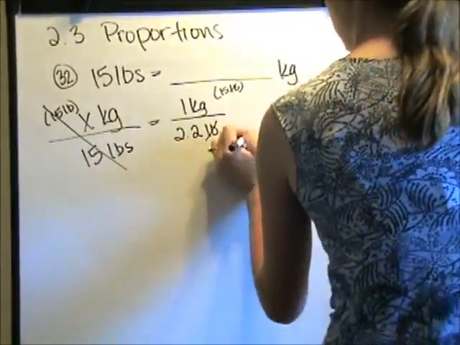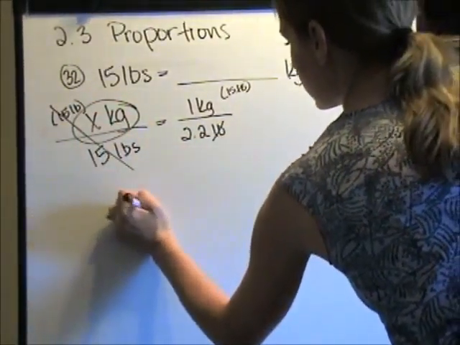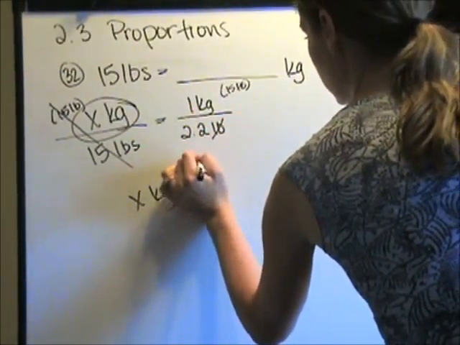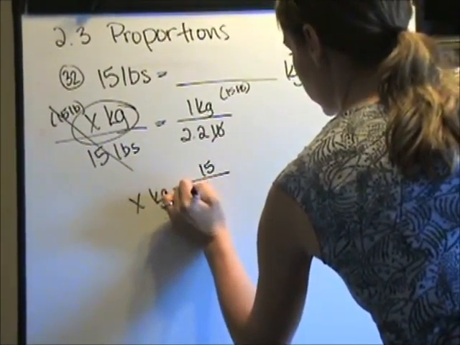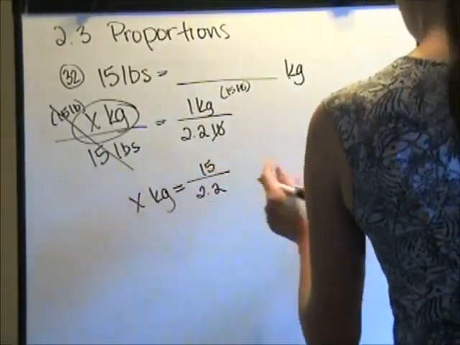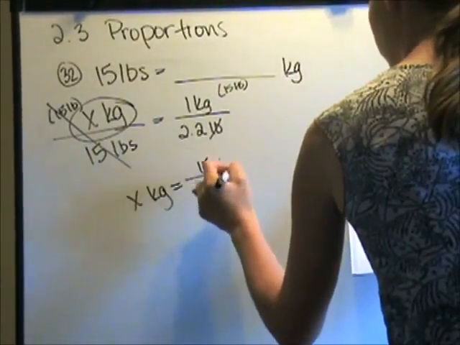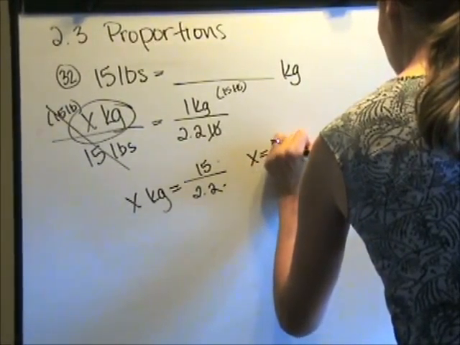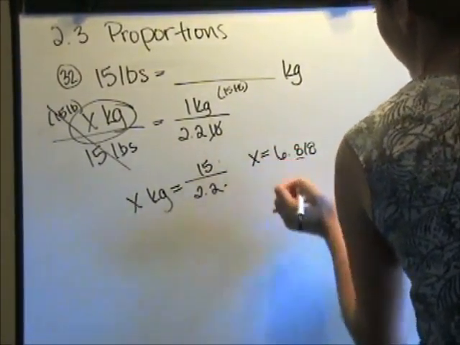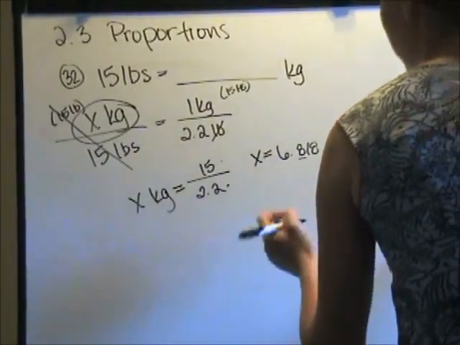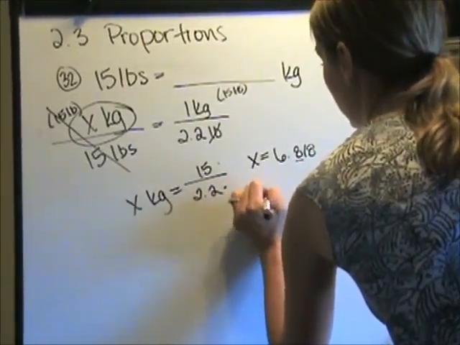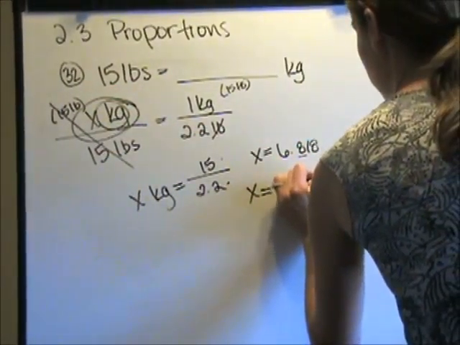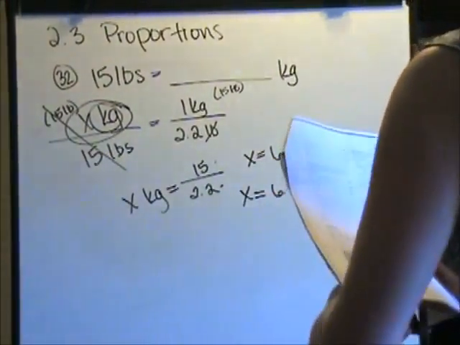15 times 1. We can see the variable is isolated, so let's rewrite this. 15 times 1 is 15 over 2.2. And if we divide these two out, that comes out to 6.818. But remember, we're rounding to the nearest tenth, and we have a 1 next to that, so we're going to round down to 6.8, and we're solving for kilograms. 6.8 kilograms.